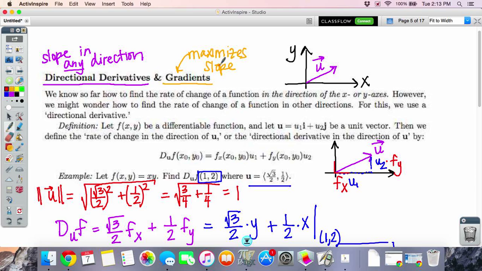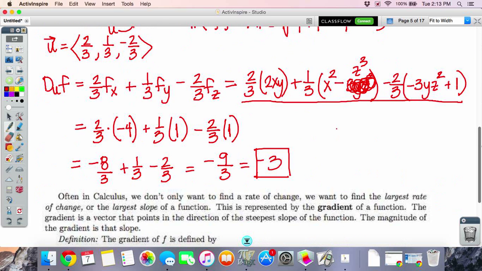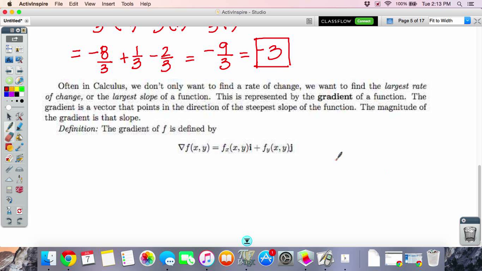Now, one of the things that we like to do in calculus all the time is not just find the slope in a particular direction, we like to find the maximum of something. So in this case, we like to find the maximum slope. So that's what the gradient does for us. The gradient finds the steepest slope of the function. The nice thing is the gradient is really, really easy to find.